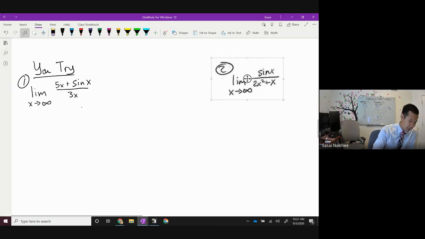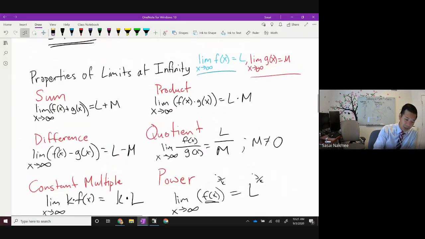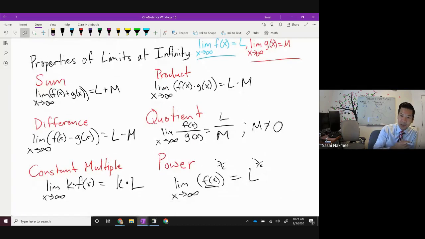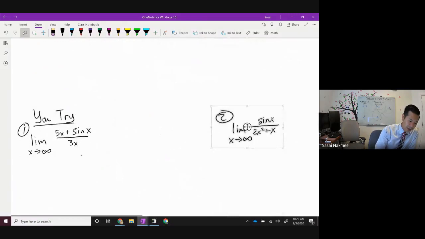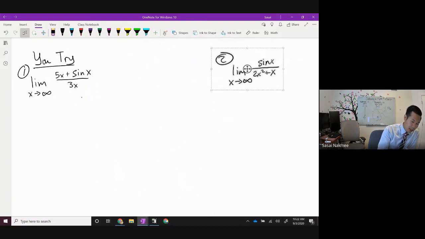That's one thing we should take a look at here. I didn't show you these properties for no reason. I showed you these properties to hopefully see that you can apply them to different functions. You'll look at this one and hopefully see that we can apply it to this function where you're like, I only see one function. It's 5x plus sine x over 3x. But I'm hoping you guys were able to spot this.